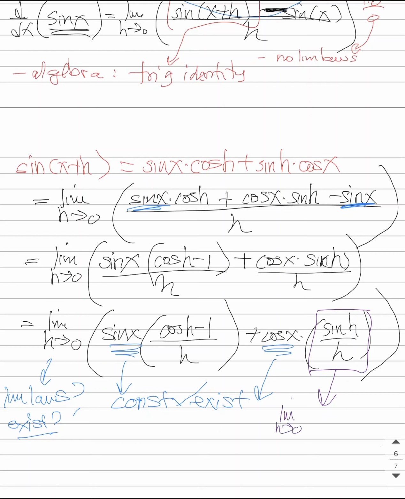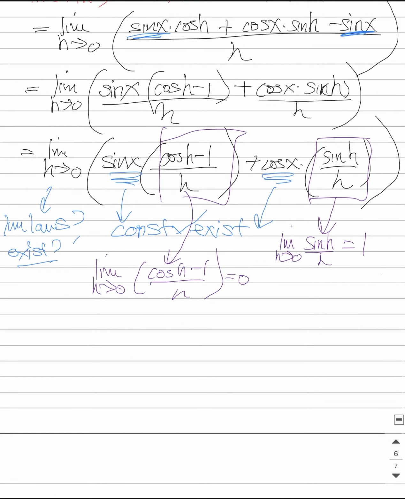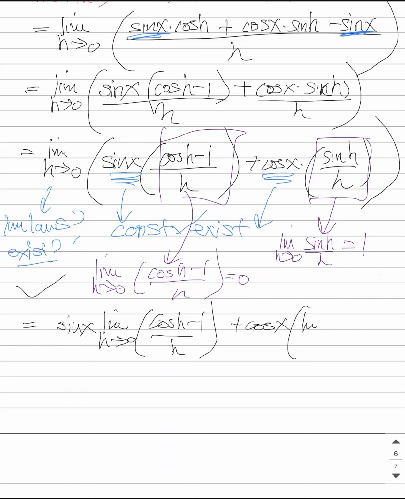We know that the limit of sine h over h as h goes to 0 is 1. And we also studied this particular limit, that the limit as h goes to 0 of cosine of h minus 1 all over h is also 0. So all of those limits exist. And because they all exist, I'm going to apply them. So I'll get the sine of x times this limit added to the cosine of x times this limit. So it ends up giving me a nice result. Sine of x times 0 plus cosine of x times 1.